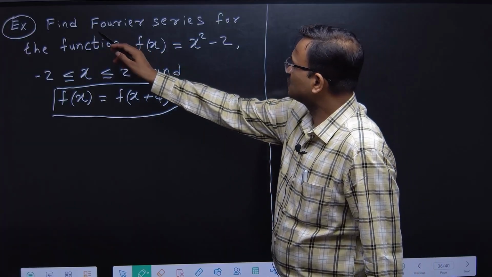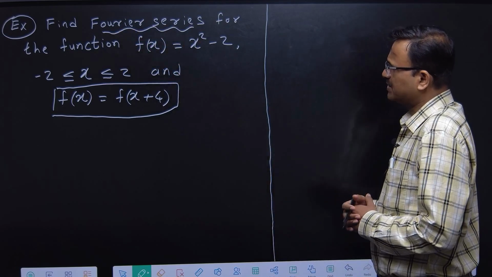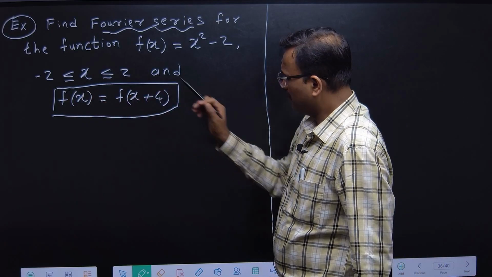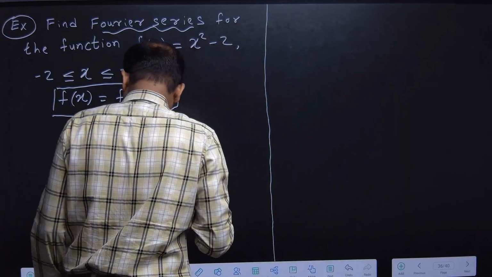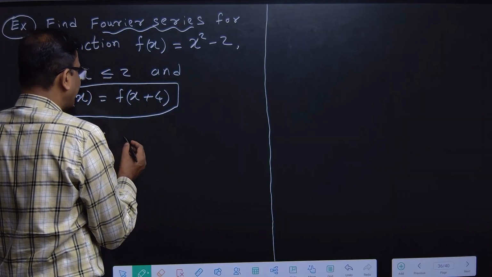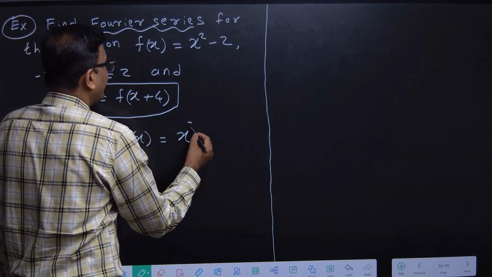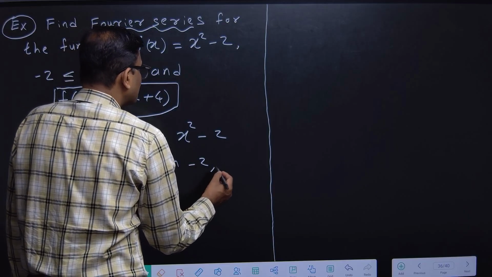Now, see, it is asked to find the Fourier series. We have to find the Fourier series for the given function f of x is equal to x square minus 2 in the interval minus 2 to plus 2. Now, see, this is again an important type. Here we get this kind of questions in the exam. Here f of x is defined as x square minus 2 in the interval minus 2 to plus 2.